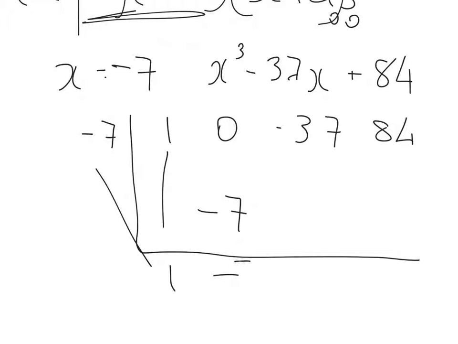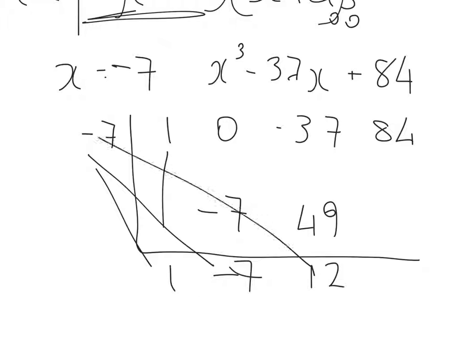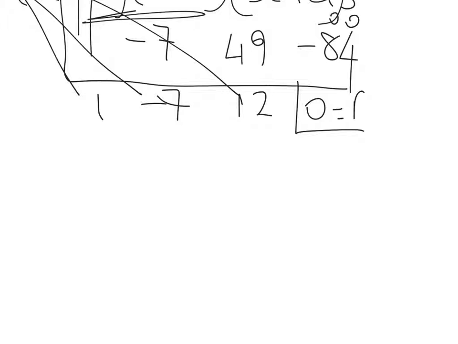0 minus 7 is minus 7. Multiply that by minus 7, that's plus 49. Plus 49 minus 37 is 12. Multiply that by minus 7 and that will give me minus 84. 84 minus 84 is 0, so r equals 0. Therefore, x equals minus 7 is a factor.